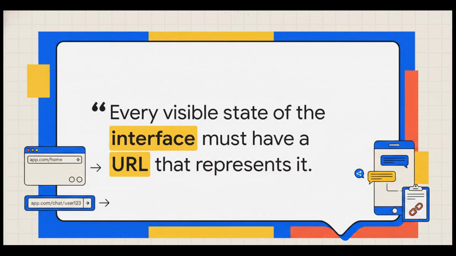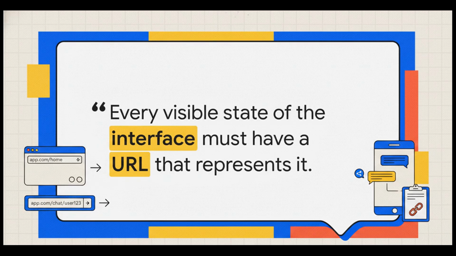And that brings us to the non-negotiable rule for professional web apps. I call it the core contract. It basically says, every visible state of the interface absolutely must have a URL that represents it. If you change the view, you've got to update the URL. If you change the URL, you must show the corresponding view.